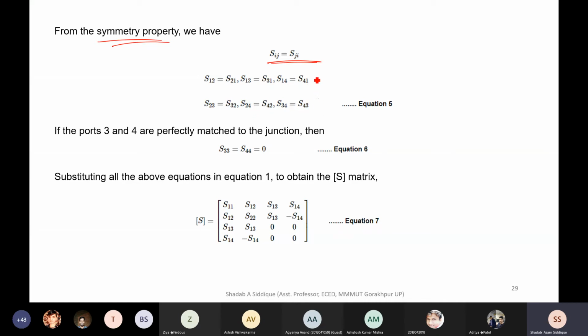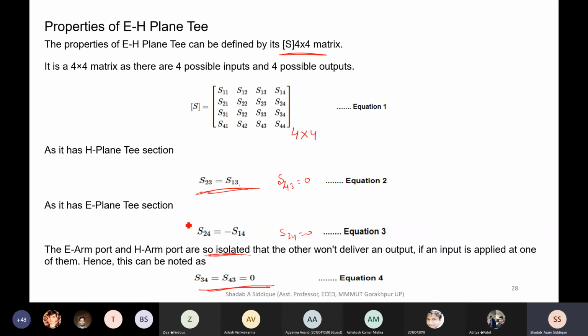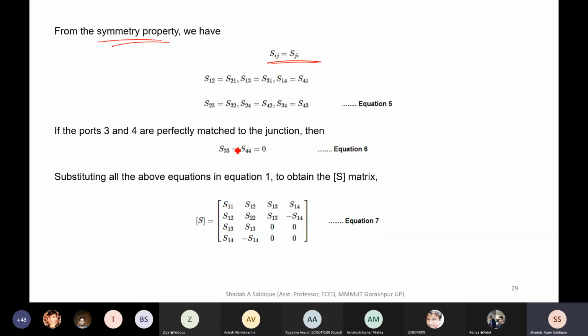So that is the thing, we can use all these, and we try to redefine this S matrix again. Okay, so port 3 and port 4 are perfectly matched to the junction, so we get S33 and S44, which is equal to 0.